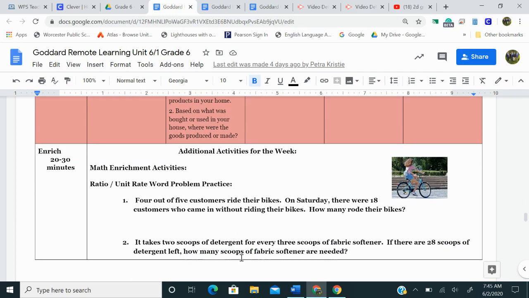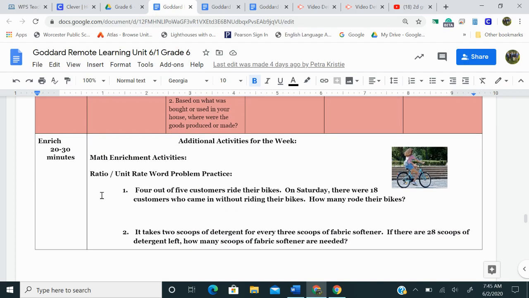All right, so now there are some additional activities for the week. I'll read the math enrichment activities today. It's ratio, unit rate, word problem practice. Question 1, 4 out of 5 customers ride their bikes. On Saturday, there are 18 customers who came in without riding their bikes. How many rode their bikes?